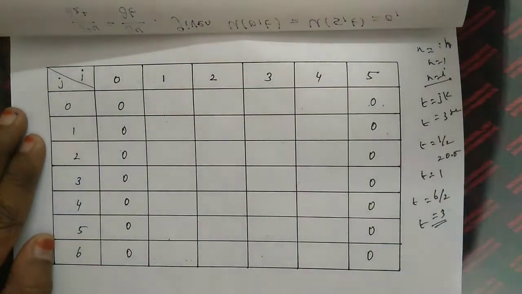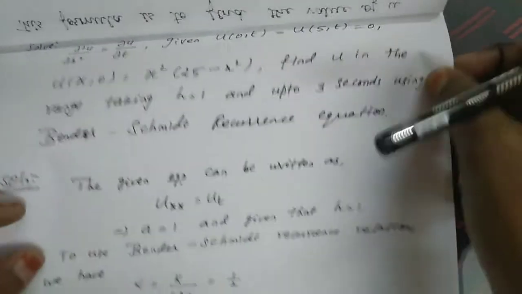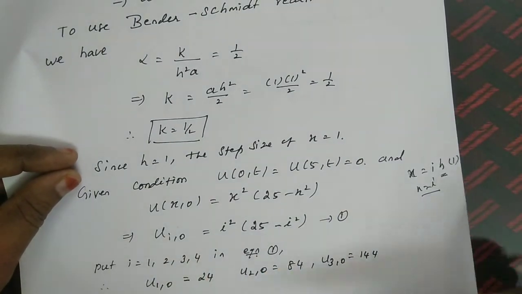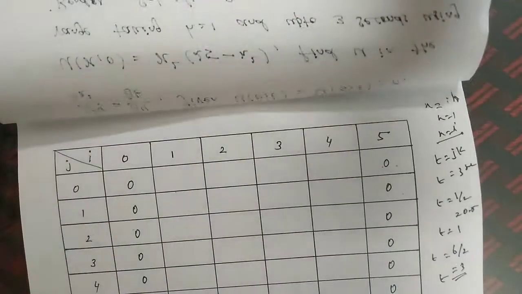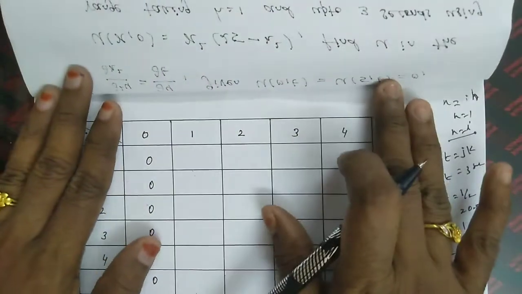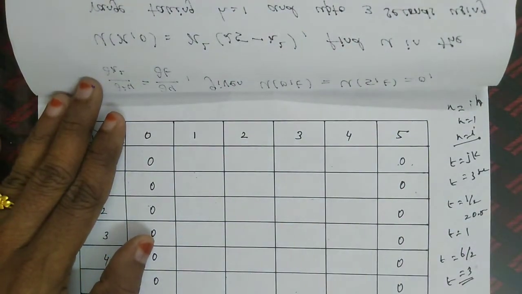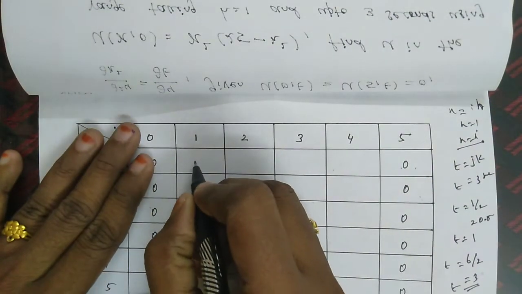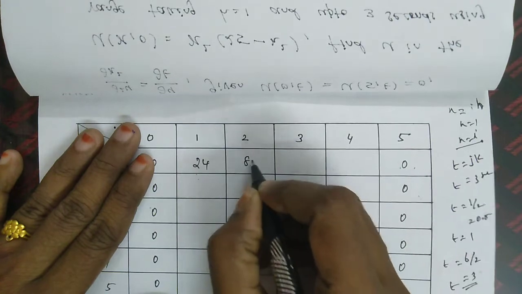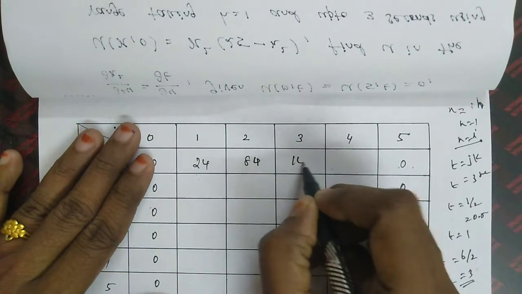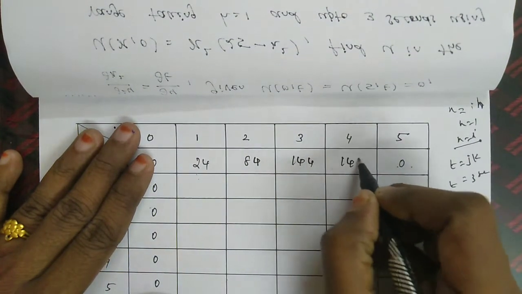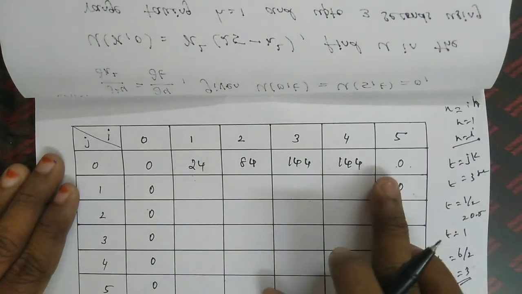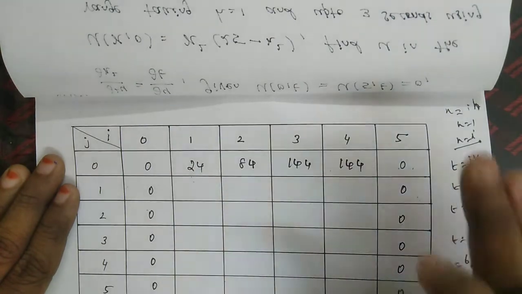And the next condition is given in the question. Using that condition only, we substitute the values i equal to 1, 2, 3, 4, and we got the first answer. That value we are going to write here. So for i equal to 1 we are getting 24, the next value is 84, the next one is 144, and the next value is 144. How are we writing the first row values? Using the second condition. So up to this the first condition is over.